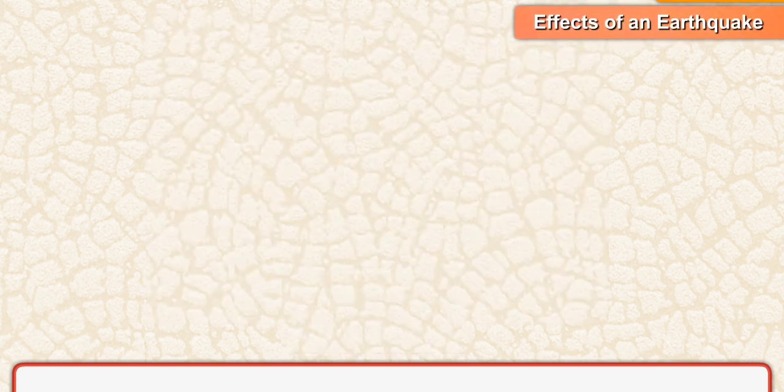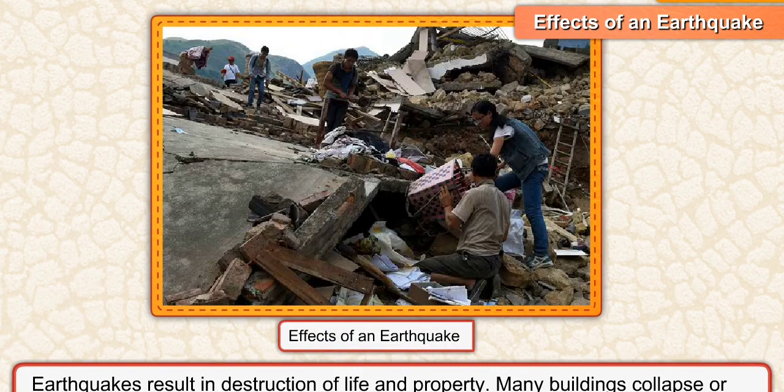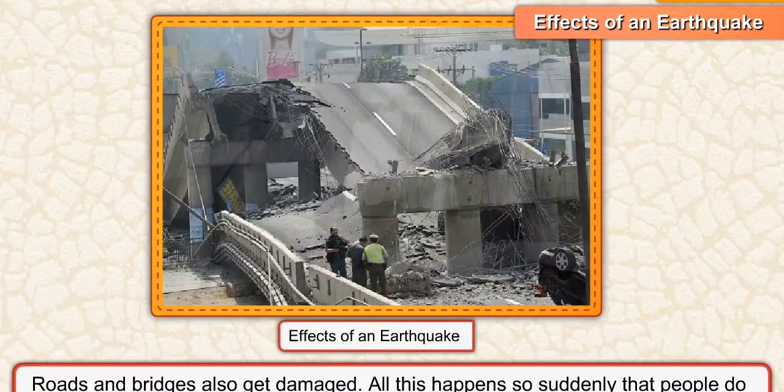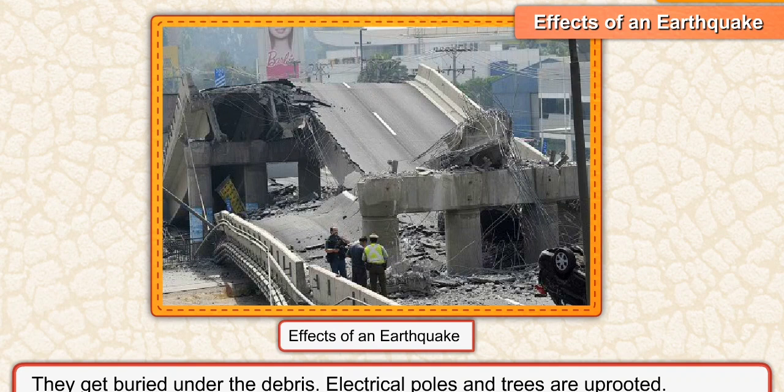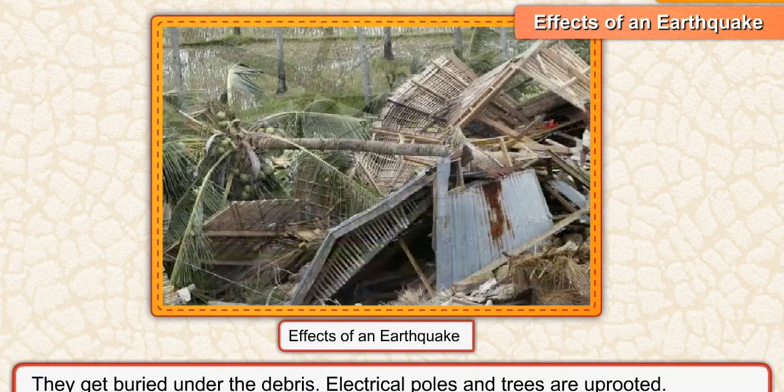Effects of an earthquake. Earthquakes result in destruction of life and property. Many buildings collapse or develop cracks. Roads and bridges also get damaged. All this happens so suddenly that people do not even get a chance to run out of their homes. They get buried under the debris. Electrical poles and trees are uprooted.